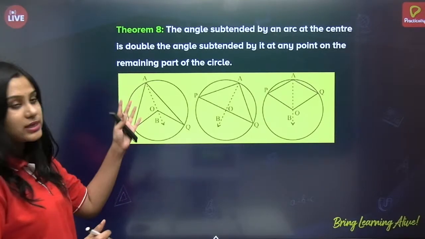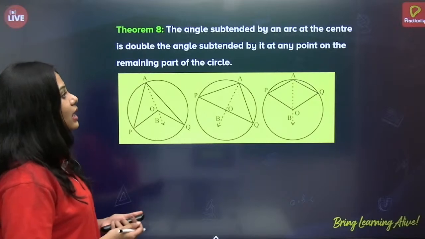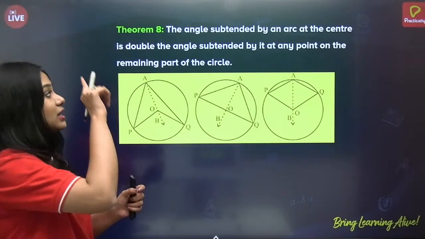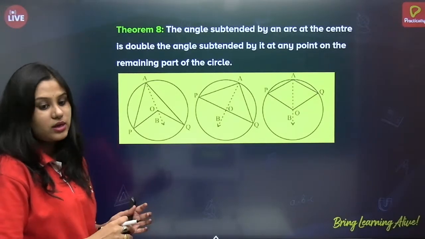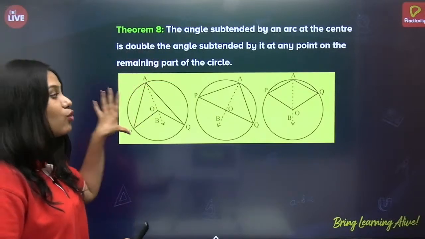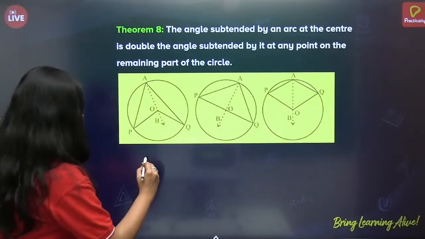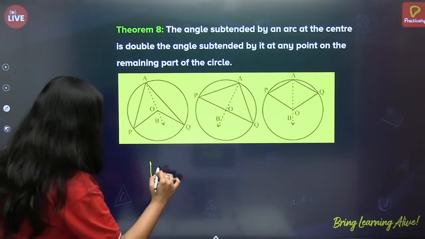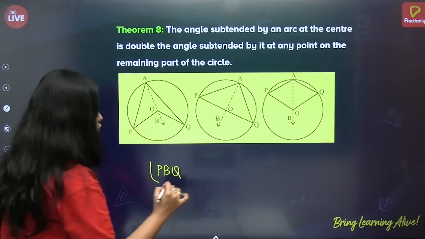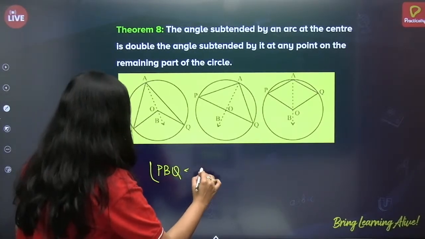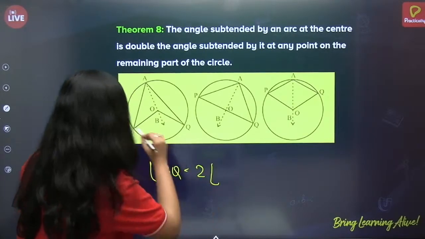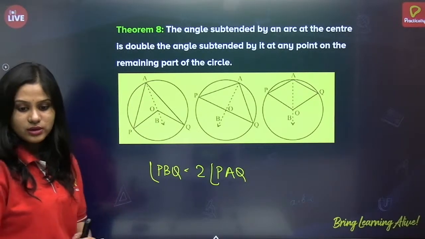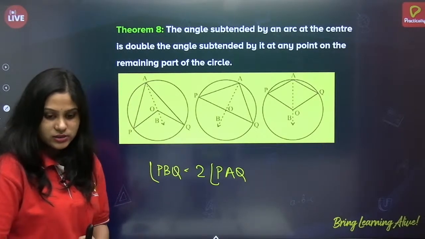So we have stopped at this theorem, correct? The angle subtended by an arc at the center is double the angle subtended by it at any point on the remaining part of the circle. So according to the statement given, how can I write this? I can write this as angle PBQ is equals to 2 times of angle PAQ, correct?